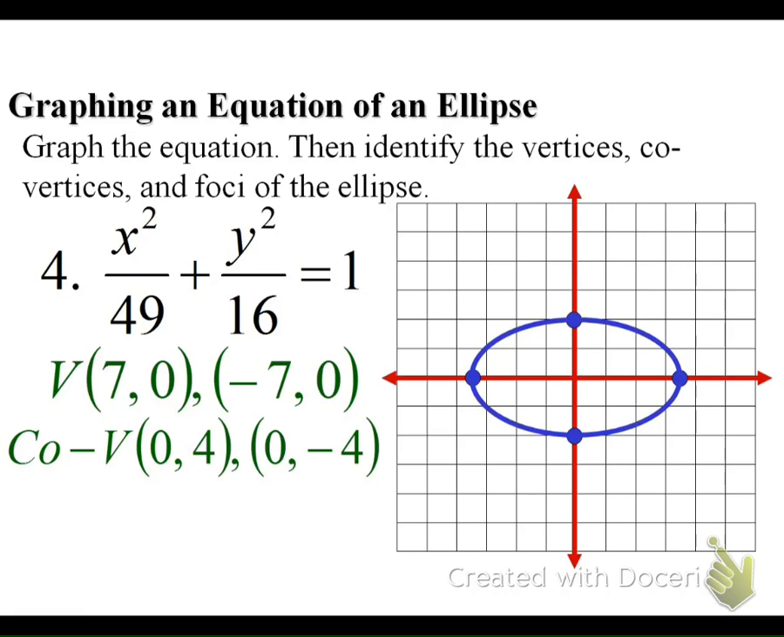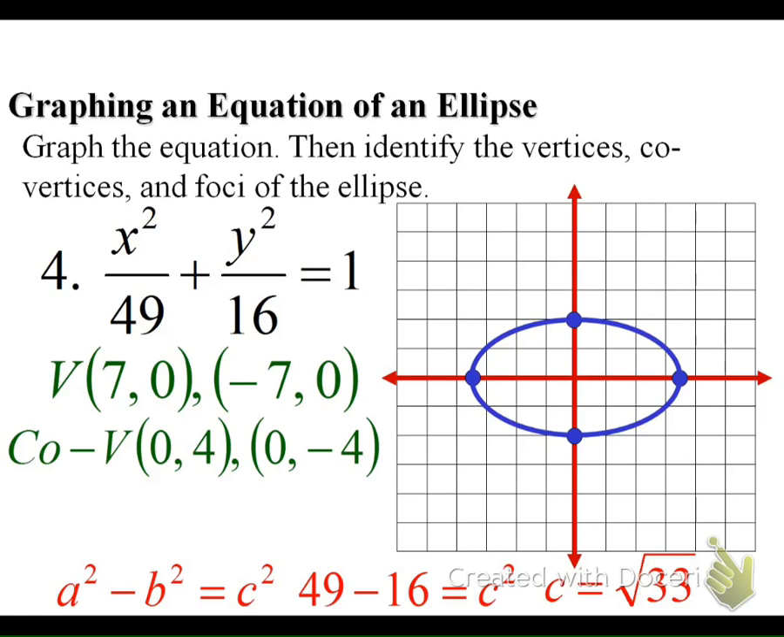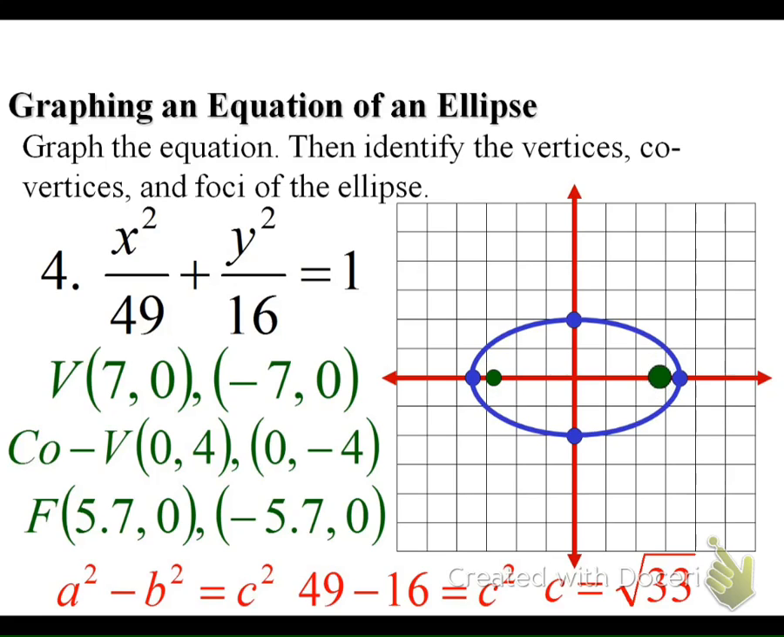Next, we're going to do a squared minus b squared equals c squared to find the location of our foci. They are at square root of 33. That's about 5.7, so you go 5.7 to the right, 5.7 to the left, and you get those 2 ordered pairs shown on the board. And there they are on your graph.